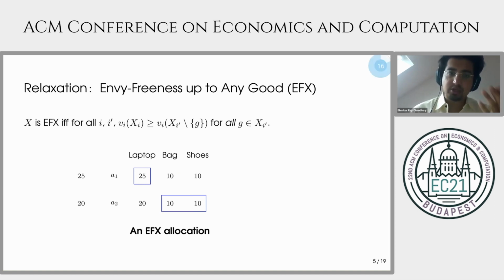So an EFX allocation will force you to something like this, where you allocate the bag and the pair of shoes to the second agent and the laptop to the first agent, or vice versa. So here you see that, again, the first agent is very happy. And for the second agent, well, he prefers the bag and shoes as much as he prefers the laptop. But even if you prefer the laptop more, following the removal of the laptop, the first agent's bundle becomes empty. So the envy would immediately disappear. So I hope the definition of EFX is clear.